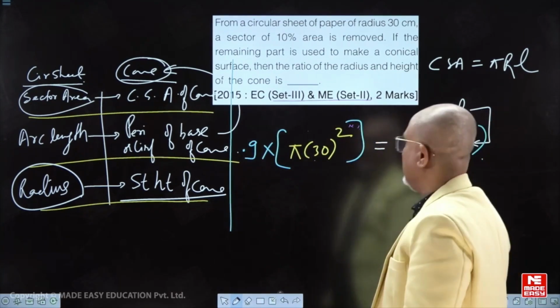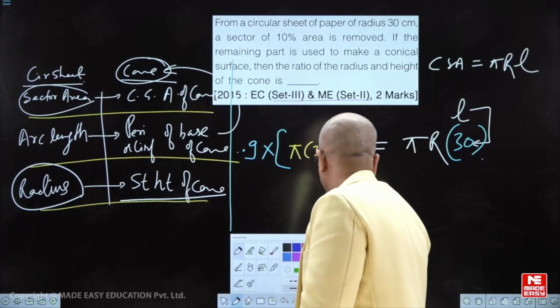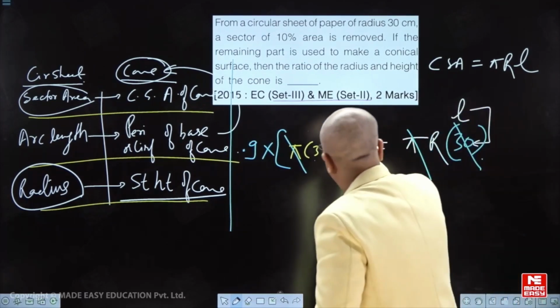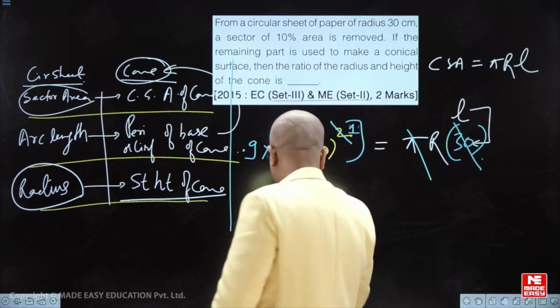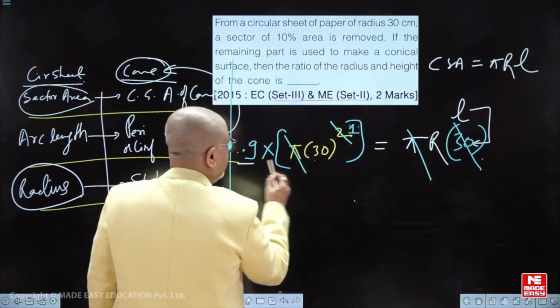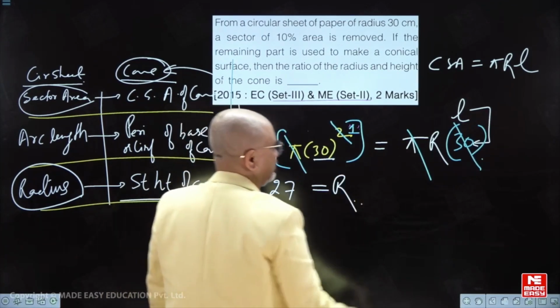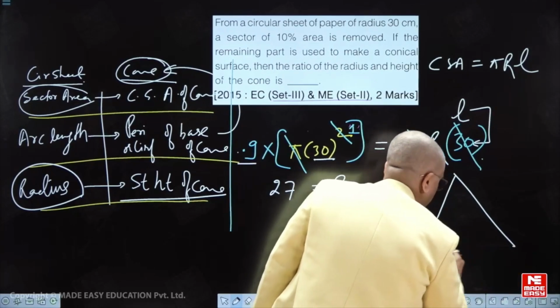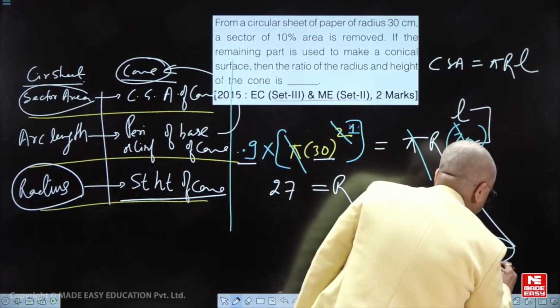We already have the value of slant height with us. Now what I can do, I can cancel pi and 30 here, and we'll be remaining with only 0.9 into 30, that is 27. 27 is the value of the radius of the cone. So what I've got here is that the radius of the cone is coming out to be 27.